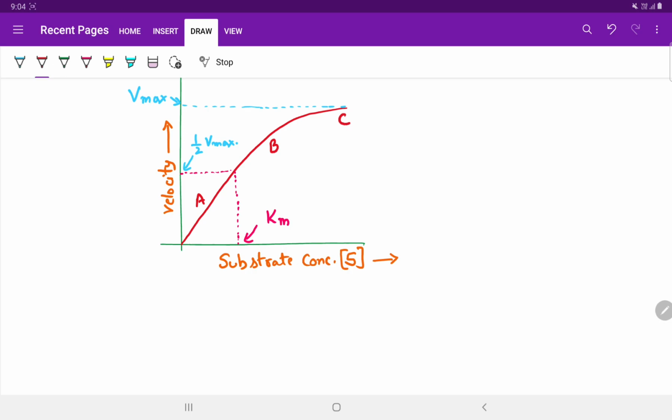A section is somewhat linear in fashion, whereas B is bending and showing a parabolic curve formation, whereas C is the constant rate of reaction that is achieved at the maximum substrate concentration.